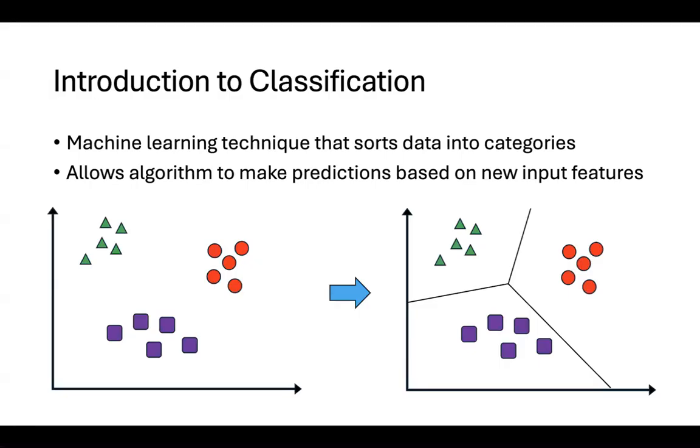So LDA is a classification technique, so let's briefly cover what that is. Classification is a machine learning technique that sorts data into categories, and it allows the algorithm to make predictions based on new input features.